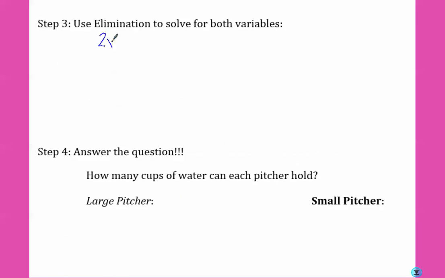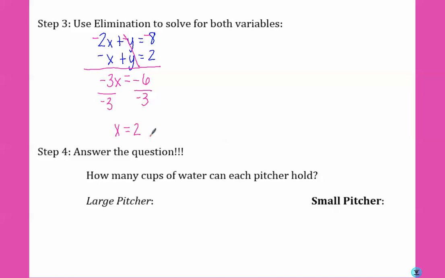So our first equation was 2x plus y equals 8. And our second equation was negative x plus y equals 2. Since I have 1y in each equation, I'm going to switch these to negative so that when I combine them together, I get negative 3x. The y's cancel out, and that equals negative 6. Divide both sides by negative 3, and I get that x equals 2.